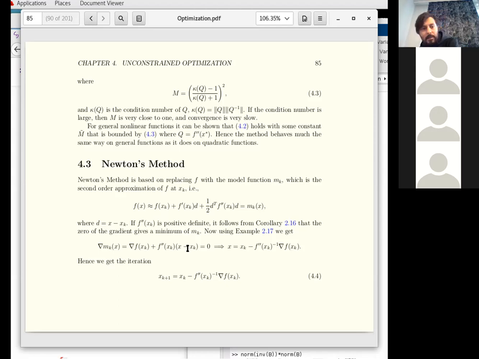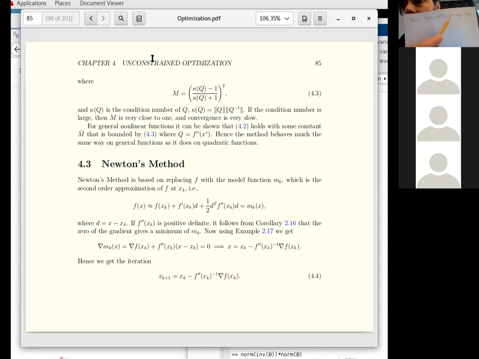So let me just rewrite this in text. We have established that the gradient of m_k at x is the gradient of f at x_k plus the second derivative, that would be the Hessian at x_k, operating on x minus x_k. And we set that to 0. That's what it says here.